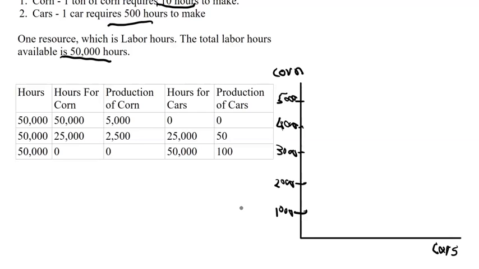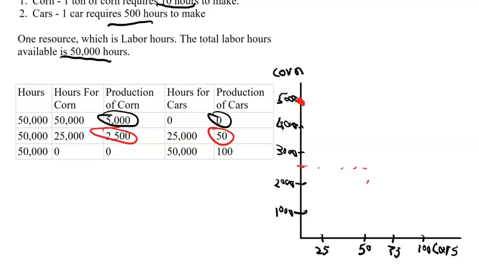And for cars, same idea: 25, 50, 75, 100. I can see that if I produce 5,000 corn, then my production of cars will be 0, so that point would be up here. The next one would be 2,500 corn and 50 cars, so 2,500 is somewhere here, and 50 is somewhere here. Finally, I have 100 cars and 0 corn, which is this point.